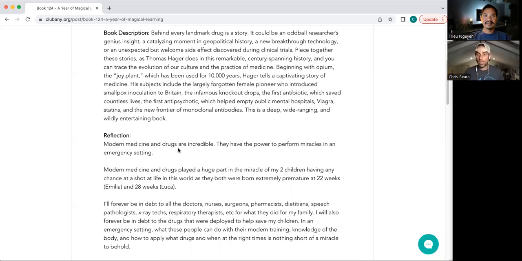I could see the pain go away from her, and it gave me a bit of relief just watching her, and we could have a little bit more time with her and figure things out. Anyway, I say all this to say, modern medicine is truly incredible, in an emergency situation specifically.